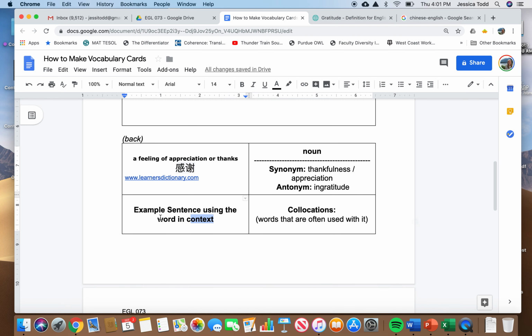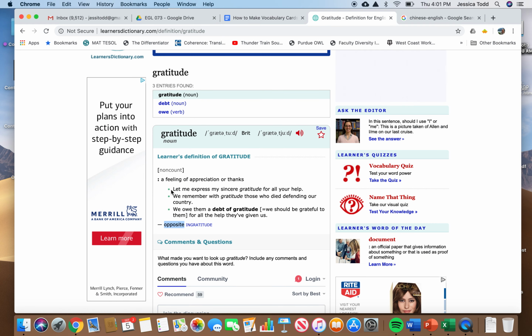Okay, next up is I need an example sentence using the word in context. So I have two choices here. Either I can use an example sentence from where I found the word. So in the book, The Hatchet, I could copy that sentence directly, or maybe you found the word in an article, right? Or you can go to the dictionary and you could use one of the examples that they give you. Remember, Learner's Dictionary gives you really good, clear, easy to understand examples.